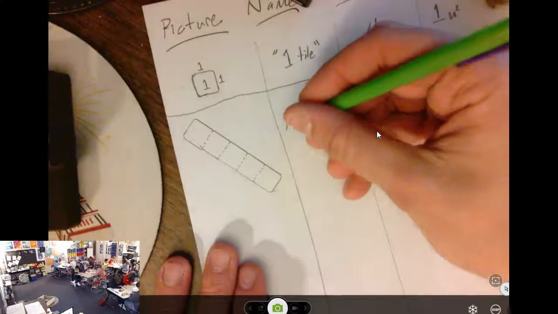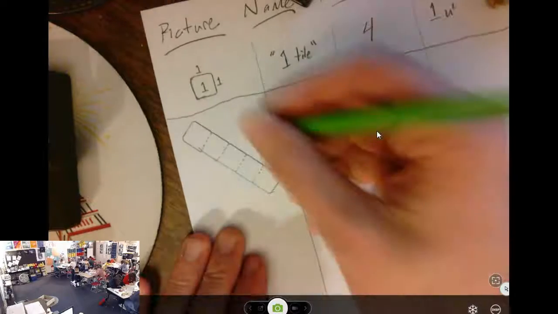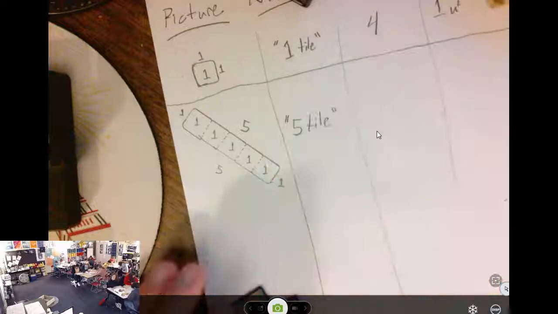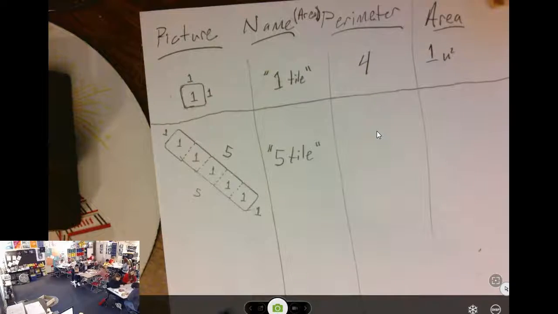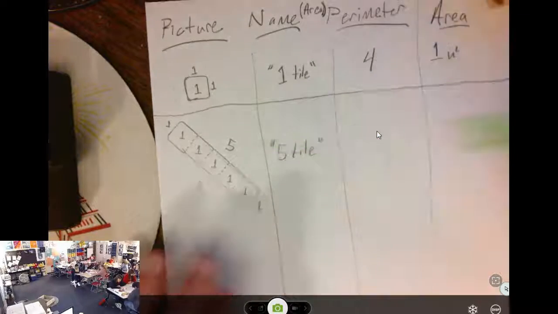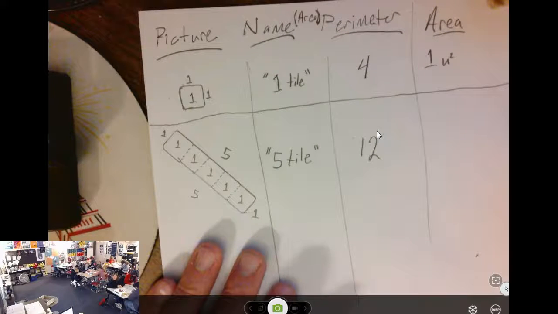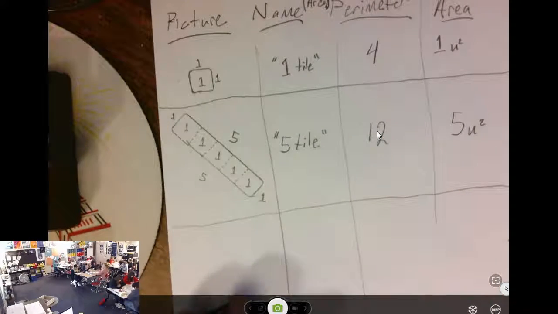Now, why is this called a 5 tile? Because the dimension here is 5, the dimension here is 1, here is 5, over here is 1. Now careful, what's your perimeter? 12. 5 on top, 5 on bottom, 2 from the ends. And our area here? 5 units squared. And then draw your line.